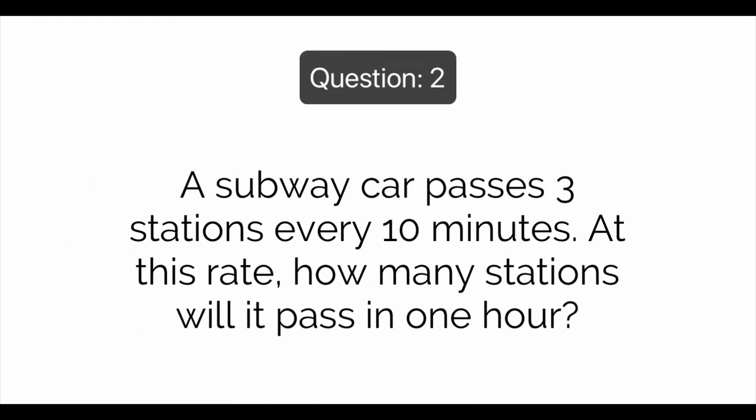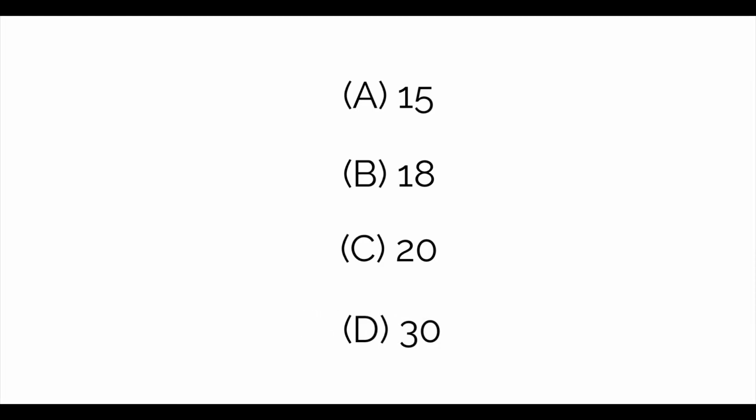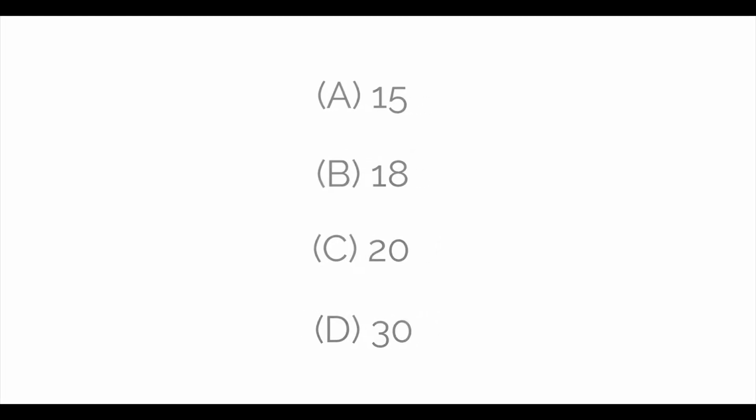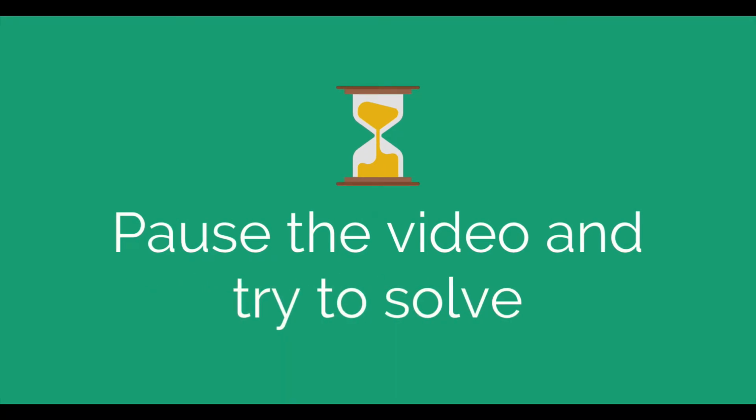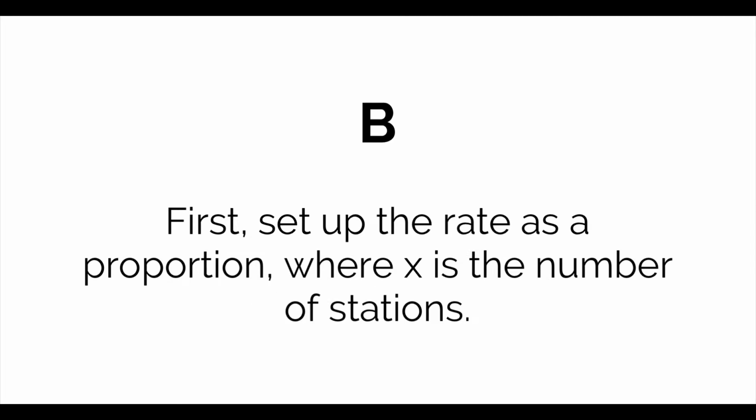Now let's move on to question 2. Question 2. A subway car passes 3 stations every 10 minutes. At this rate, how many stations will it pass in 1 hour? A. 15. B. 18. C. 20. And D. 30. Pause the video and try to solve. The correct answer is B.